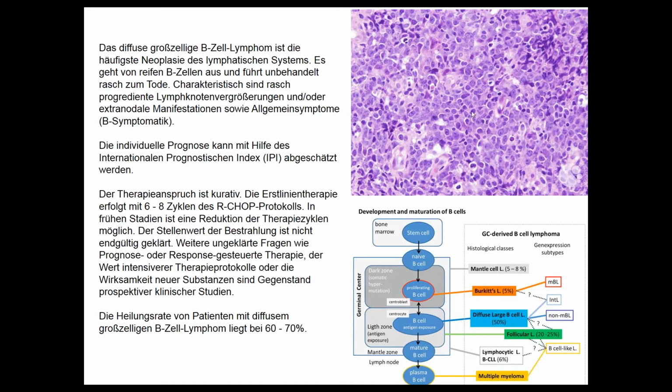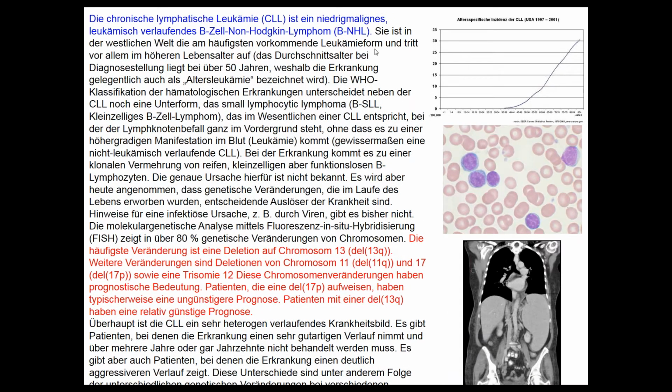Here's a typical section of a differentiation of B cells, depending upon whether or not we have a patient with mantle cell lymphoma or Burkitt's lymphoma or large B cell lymphoma, or what we're going to consider in a moment, chronic lymphocytic leukemia. And that's the first topic in the New England Journal.